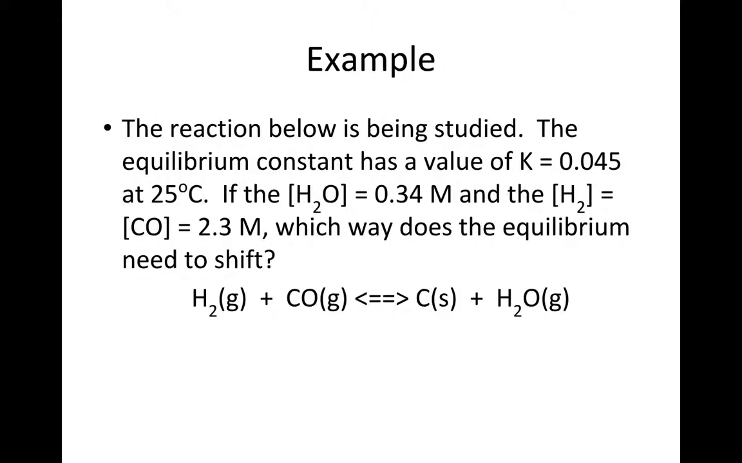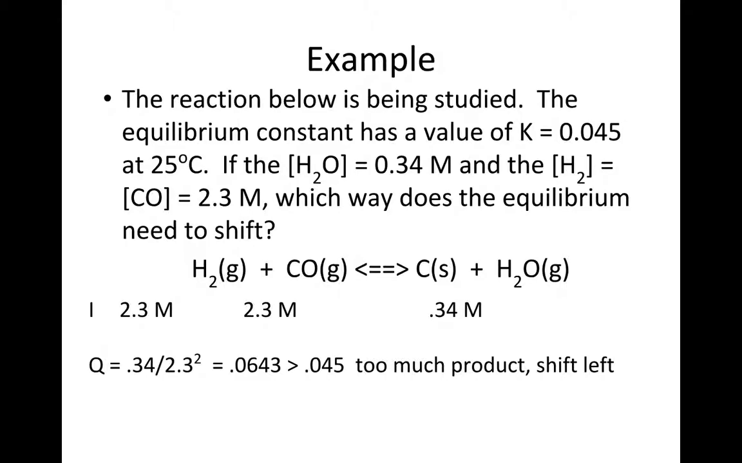If the molarity of the water vapor, now this isn't water liquid, this is water gas, so this is included in the Q expression. If H2O is 0.34 moles per liter, H2 is 2.3 molar, and CO is 2.3 molar, which direction are we going to shift to get back to equilibrium? So initially we have 2.3 molar H2, 2.3 molar CO, and 0.34 molar H2O. Notice I have ignored the concentration of carbon solid because carbon solid is a solid and its molarity doesn't change, and so we do not include it in the Q expression.